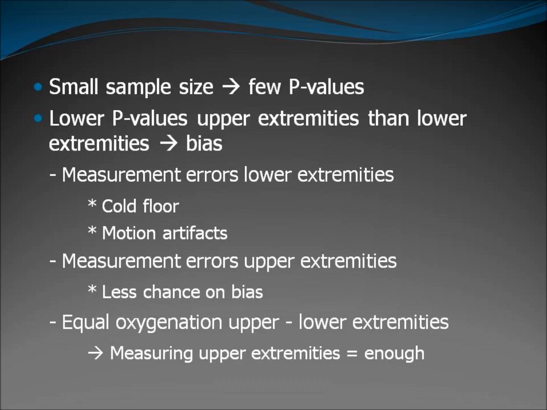There was less chance of bias during the measurements of the oxygenation of the upper extremities. Normally, there is an equal oxygenation in the upper and lower extremities because oxygenation is the amount of bound oxygen in the arterial blood, resulting in the same oxygenation value in the whole body. Taking this into account, measuring the upper extremities would have been enough.